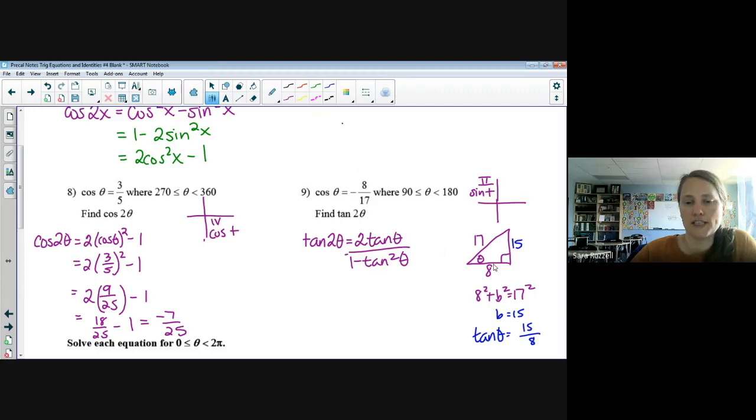It was opposite over adjacent. But remember, we're in the second quadrant, so our tangent is actually negative 15 over 8. Now where we see tangent, we just plug in negative 15 over 8.